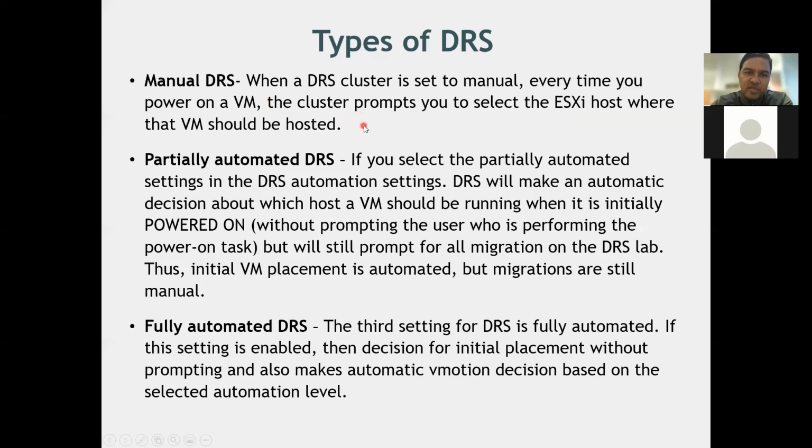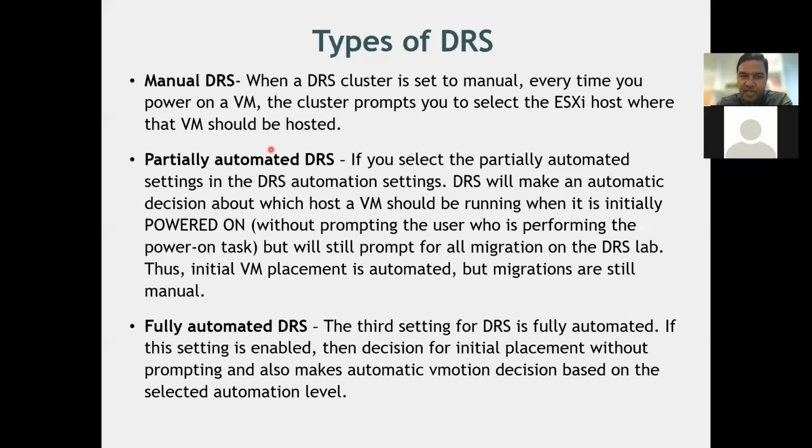But most of the time, more than 80% of the time, manual DRS is not being used. Now the next option is partially automated DRS. If we select partially automated in the DRS automation settings, then it will automatically decide which host a VM should be running on. That means whenever we power on the VM, it is going to do the initial VM placement.